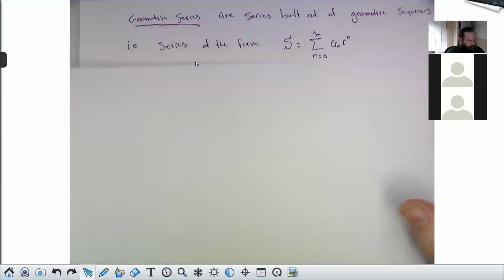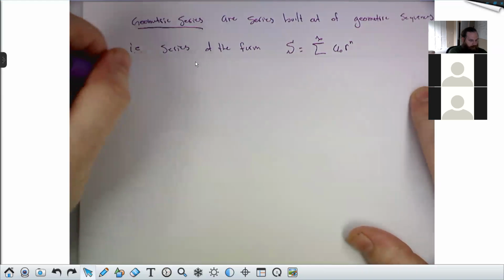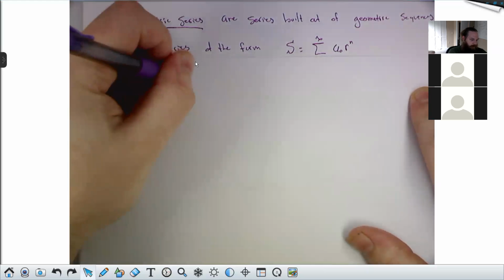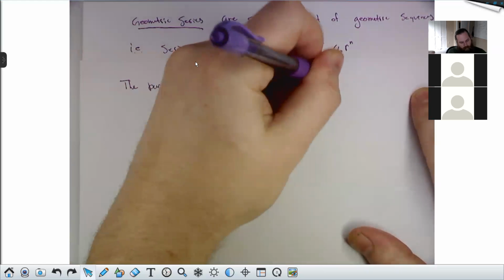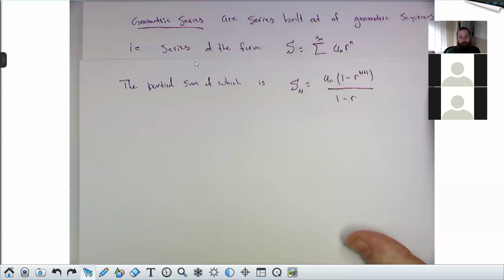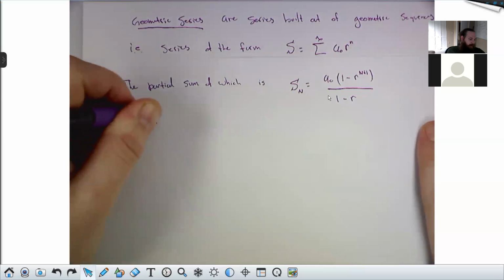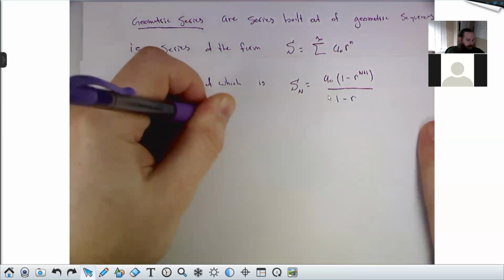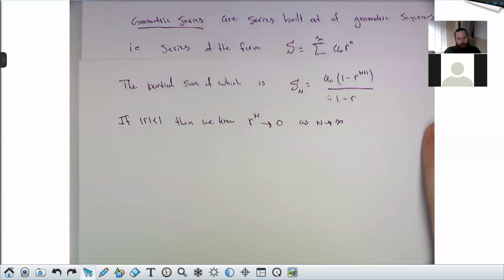So I'm going to come back up here, and I'm just going to rewrite what we have. The partial sums of this series is Sn equals a naught times 1 minus r to the n plus 1 divided by 1 minus r. Now, obviously, r is not allowed to be 1. If r is exactly equal to 1, this apparatus is undefined. If the absolute value of r is less than 1, then we know that r to the n goes to 0 as n goes to infinity. That's the theorem that we just stated a minute ago.